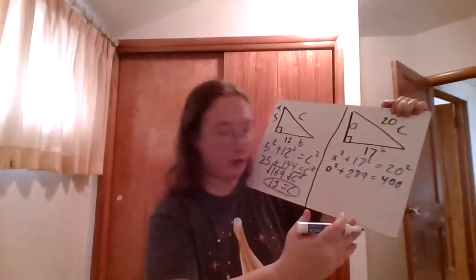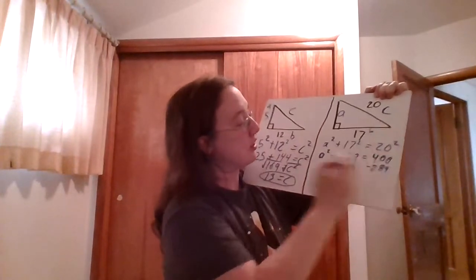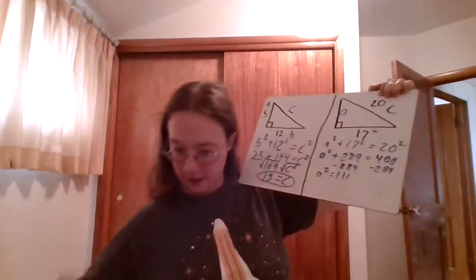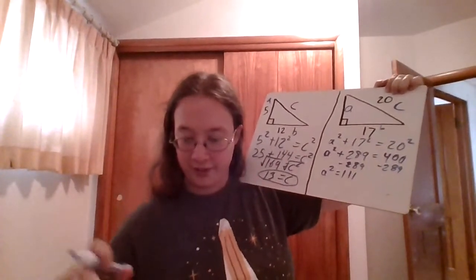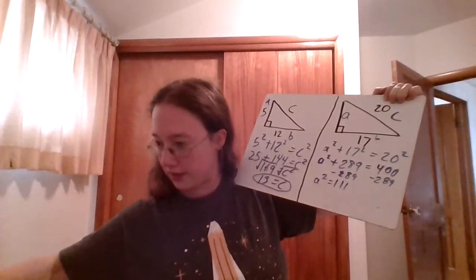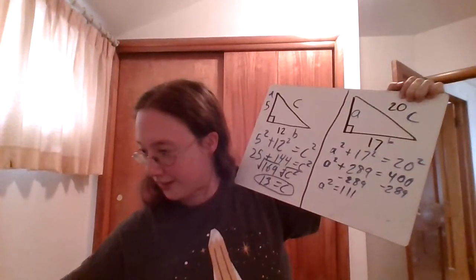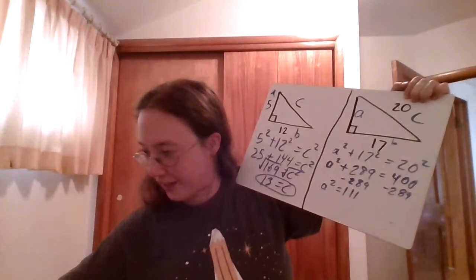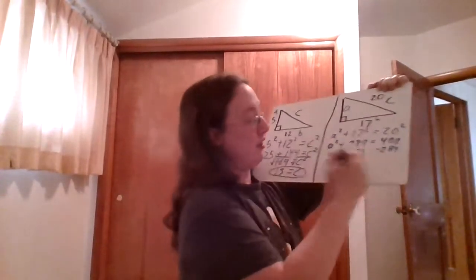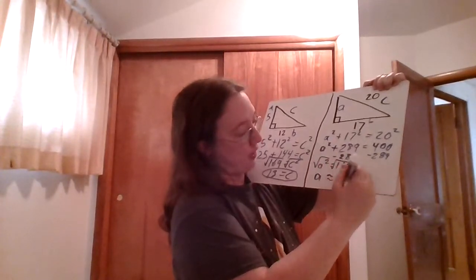Okay, now we're just solving for a. So we're going to subtract 289. We're just left with a squared equals 111. And the square root of 111 is... calculator. There we go. Square root. Where's my square root? There's my square root. Square root of 111 is about 10.5-ish. So A is about 10.5.